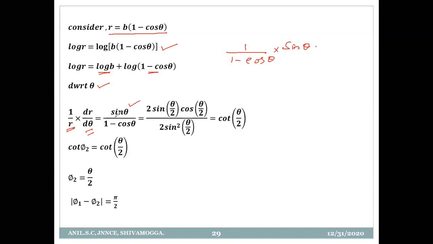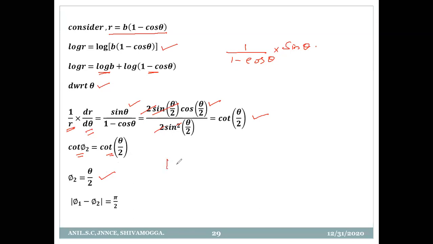To simplify further, this sin theta can be written as 2 sin theta by 2 into cos theta by 2, and 1 minus cos theta is 2 sin square theta by 2. Now cancel this 2 with this 2, and this sin theta by 2 with sin theta by 2. Cos theta by 2 divided by sin theta by 2 is cot theta by 2. 1 by r into dr by d theta is cot phi 2. This is equal to cot theta by 2. Therefore, phi 2 is theta by 2.